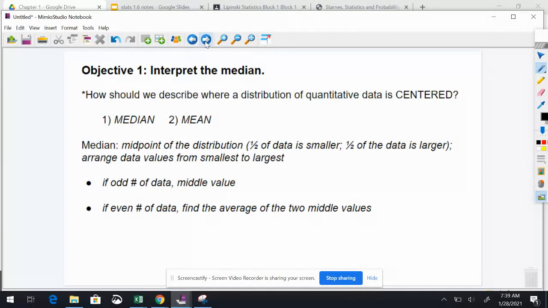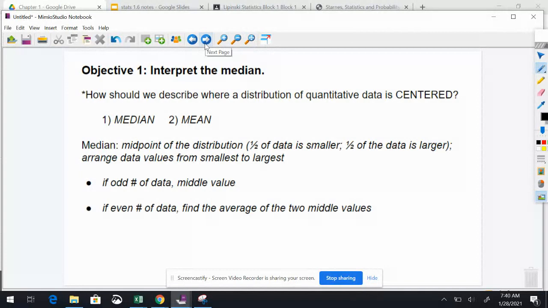Okay. The median is the midpoint of the distribution. Half the data is smaller, half the data is larger. We're going to do this by hand. We arrange the values from smallest to largest, and then we would find the middle point. If it's an odd number, it's actually the middle value. It's a piece of the data. If it's an even number of data, then we take the two in the middle and we average them, which could potentially not be one of the data points. So the median doesn't necessarily have to be one of the given data points, but again, it's going to show us the median value of that.